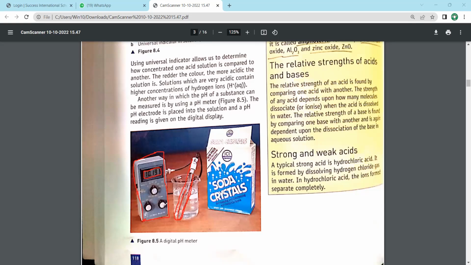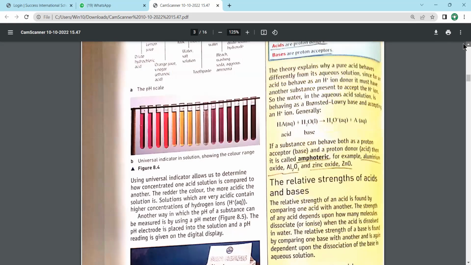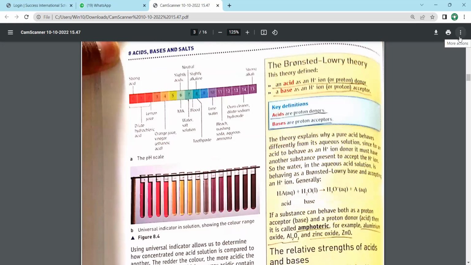Very easy, very simple. The pH electrode is placed into the solution and the pH reading is given on the digital display. It is the simplest way to find out the pH of any solution. Now, till here, any question? No, sir. Okay. Now, look at this part, the Bronsted-Lowry theory, what they told you about an acid and a base. Now, let's learn about them.